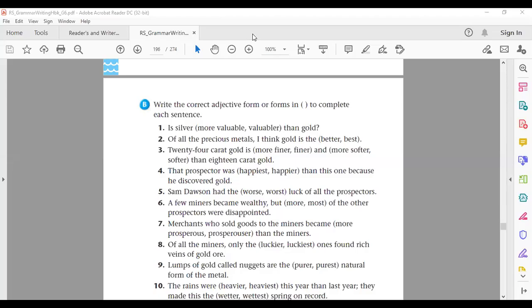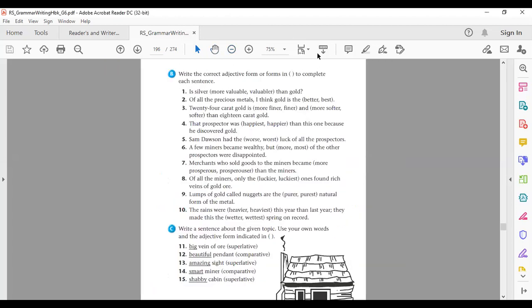The first page we have right here. Read the question, Wateen, and read number 1 for me and give me the answer, please. Write the correct adjective form of the words in parentheses to complete each sentence. Is silver more valuable than gold? More valuable, excellent. Number 2, Malak. Of all the precious metals, I think gold is the best. Best, excellent job. Number 3, Ghalia. 24 karat gold is finer and softer than 18 karat gold. Softer. Excellent.